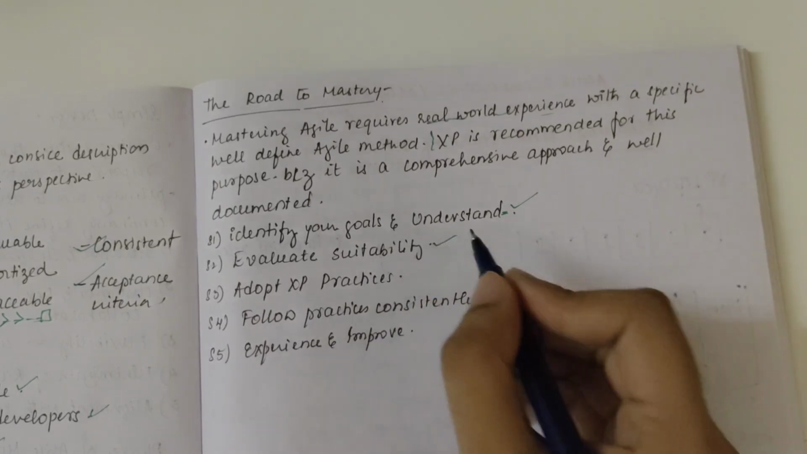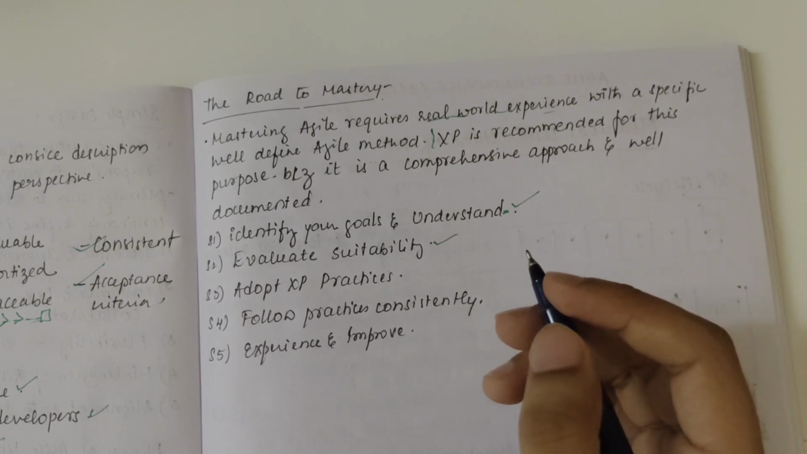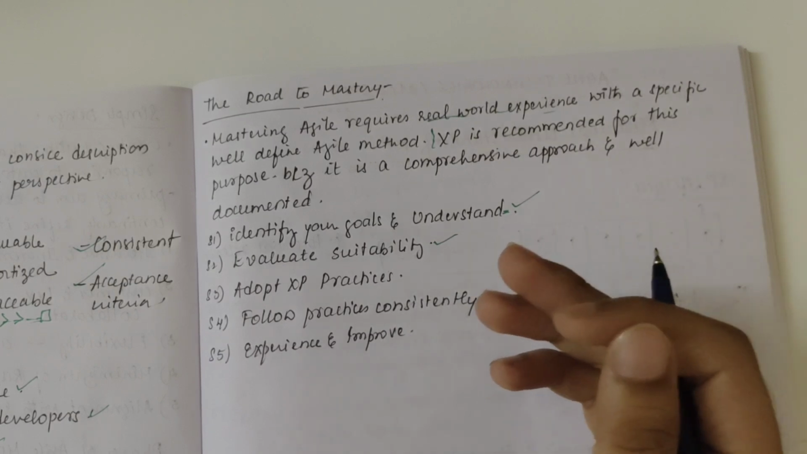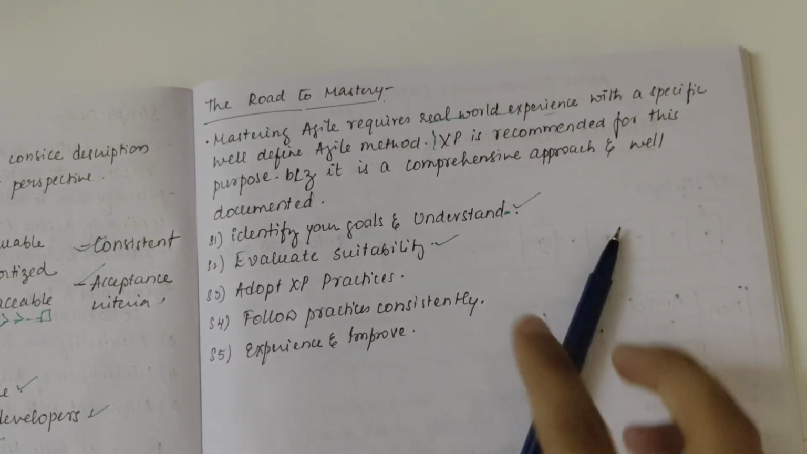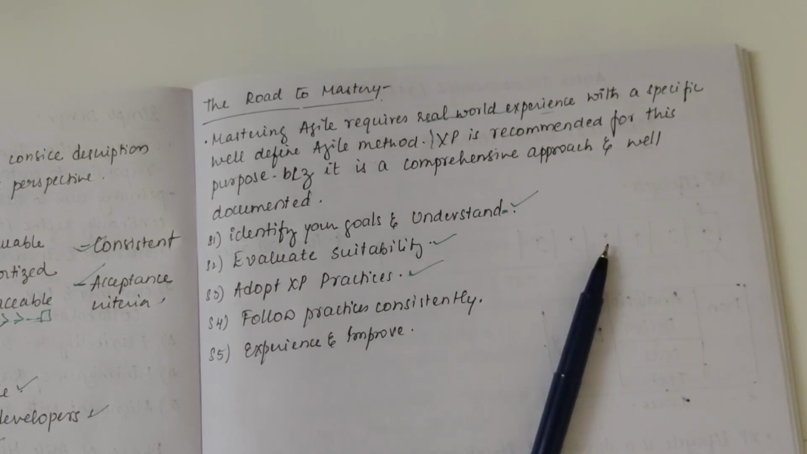Then we have evaluate suitability. Evaluate suitability means we should make sure that the method or the process which we are applying should be suitable, that is, it should be viable or acceptable. Then we have adopt XP practices. We should make sure that all the XP practices and methods are incorporated in our project so that we can achieve the main motto of Agile methodology.